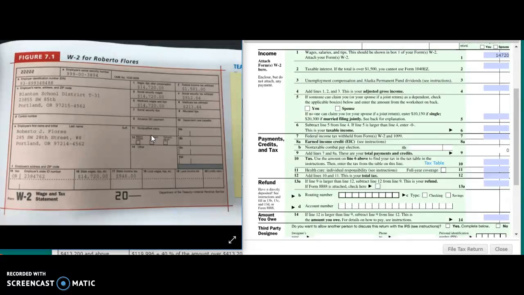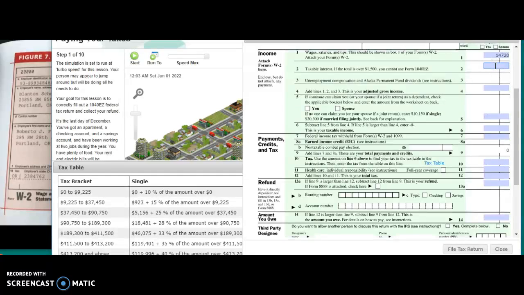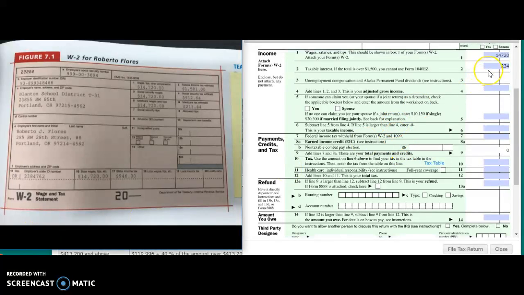Number 2, we are going to enter taxable interest. If the total is over $1,500, you cannot use the Form 1040EZ. That's all right, because we know from a 1099 that we have received $234 in taxable interest, probably from something like a checking account or a savings account throughout the year. So we've got our taxable interest of $234. That would have come from a 1099 INT. Number 3, unemployment compensation and Alaska permanent fund dividends. We did not have any of that for the previous year, so we're going to leave that blank.